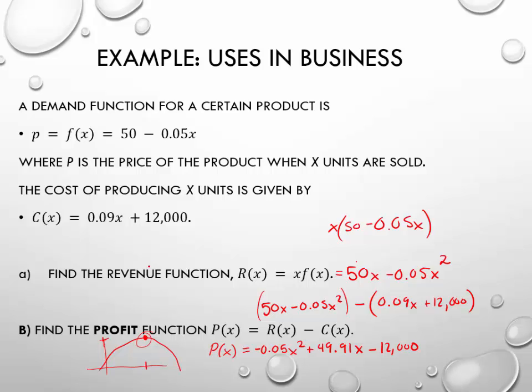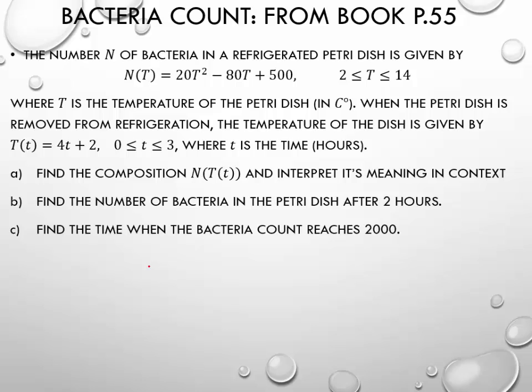Okay, can we move on? That's one word problem. Let's do another word problem. So this one was adding or subtracting them together. This one particularly was subtracting. The next one is a composite function. Okay? So this particular one states that the number n of bacteria in a refrigerated petri dish is given as n of t.